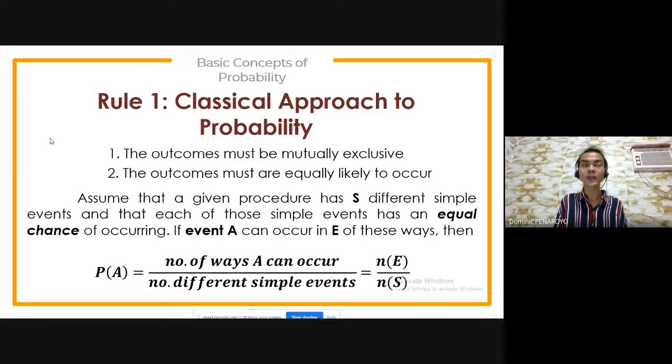Example of the classical approach: when a single die is rolled, each outcome has a probability of occurring. Since there are six outcomes, each outcome has a probability of 1 over 6. For example, what is the probability of getting a 1? The probability of getting a 1 is 1 over 6 in rolling a single die. The same goes for getting a 2, which is also 1 over 6. So that is the classical approach to probability.